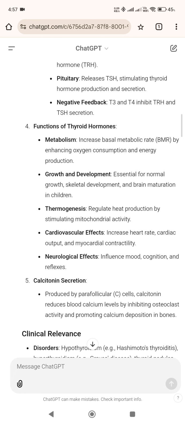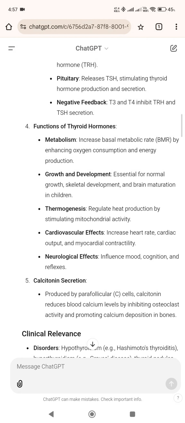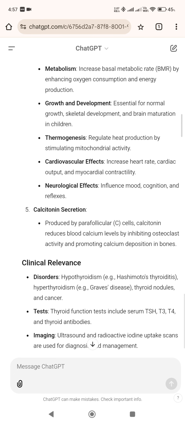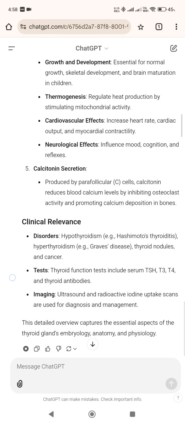Metabolism: increase basal metabolic rate, BMR, by enhancing oxygen consumption and energy production. Growth and development: essential for normal growth, skeletal development, and brain maturation in children. Thermogenesis: regulate heat production by stimulating mitochondrial activity. Cardiovascular effects: increase heart rate, cardiac output, and myocardial contractility. Neurological effects: influence mood, cognition, and reflexes.